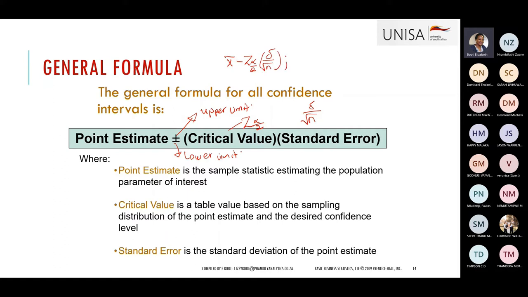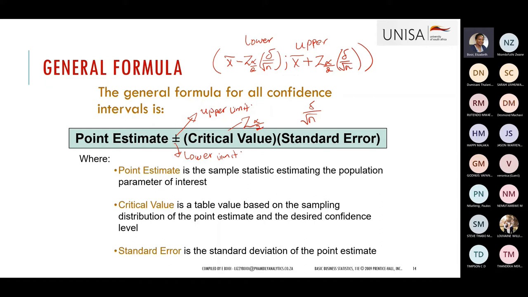And I'm going to put a double colon, because this will be my lower limit, and I must put it in brackets. And I'm going to do my upper limit. Always start with the lower limit and then the upper limit. And this will be your X bar plus the Z critical value times the population standard deviation divided by the square root of N. And I must close the bracket. And that is your confidence interval formula that you can use.